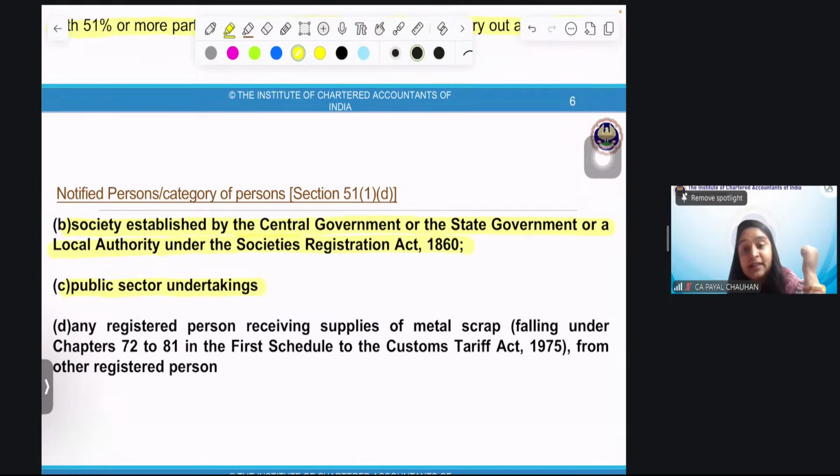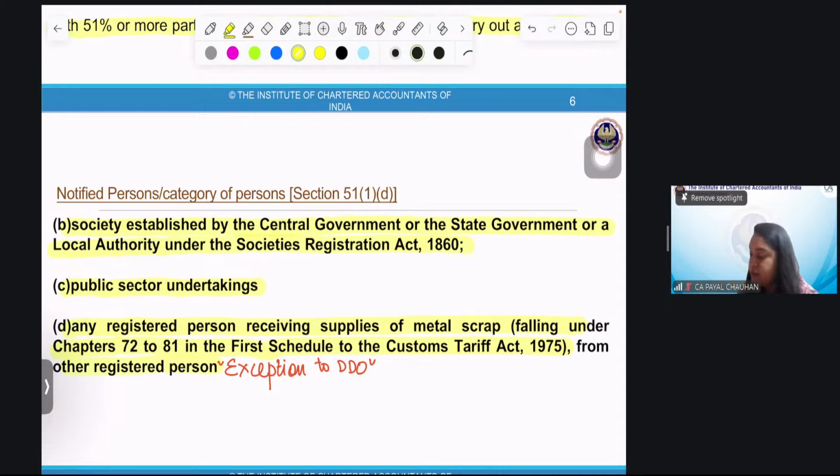Then we had a recent new entry last year, which is an addition to DDO. And what the entry is all about: any registered person receiving supply of metal scrap, and the scrap should fall under chapter 72 to 81 of the first schedule of the Customs Tariff Act. We did it first also, HSN and SAC codes. So if you're supplying metal scrap and that scrap is falling under chapter 72 to 81 of the first schedule of the Customs Tariff Act, from another registered person.